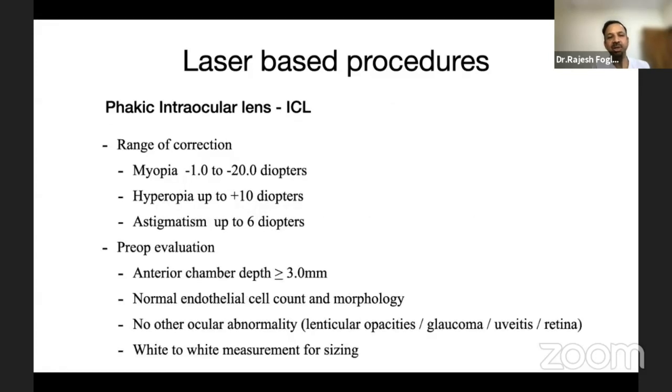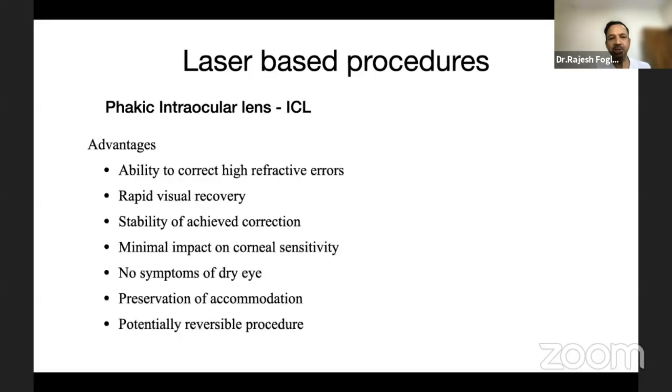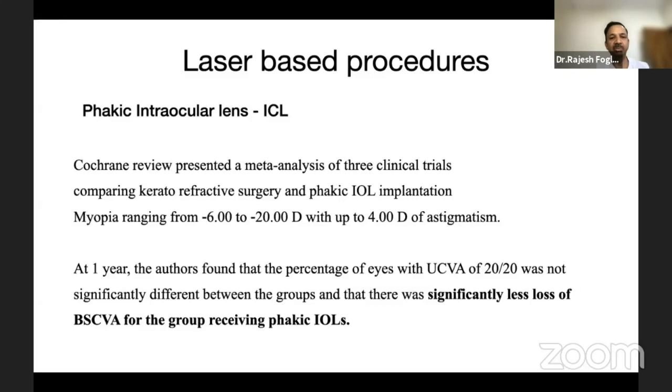Phakic IOL gives a correction beyond the range of the laser procedures. You can correct up to -20 diopters of myopia, 10 diopters of hyperopia, and 6 diopters of astigmatism. You need an anterior chamber depth of more than 3 millimeters and normal endothelial cell counts. The procedure is potentially reversible, so that's one of the advantages, and there is no impact on dry eye. And the corneal aberrations induced are minimal.